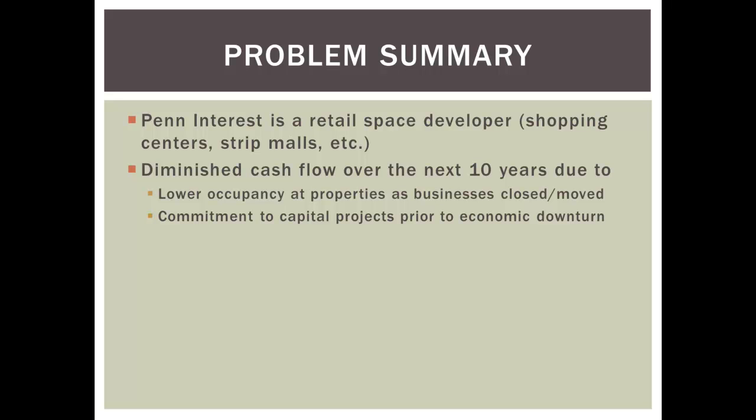And number 2, right before the economy collapsed, Penn Interest had made commitments to develop new malls or new strip malls or stuff like that. So here they are. They have diminished cash flow coming in because of decreased occupancy, and they have more than normal increased cash outflow because of the capital commitments they made prior to the economy falling off a cliff. So as you can imagine, they are in the middle of a cash crisis, and they have to figure out, and we're going to help them figure out how to solve it.